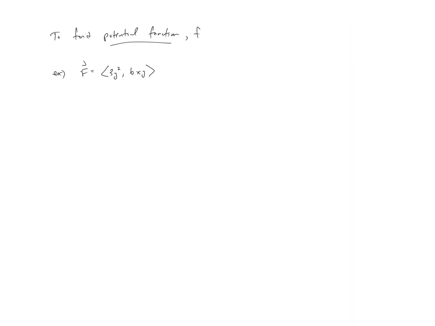All right, so to find this potential function f, we'll take a look at the example where our vector field F is equal to this right here. Now, first things first, we need to, in fact, show that this is conservative. Otherwise, the potential function is meaningless.